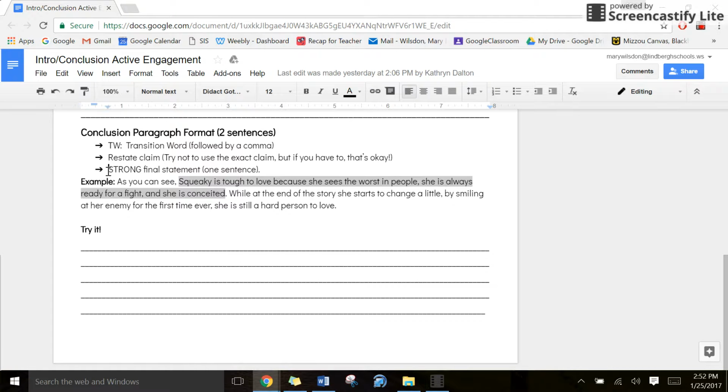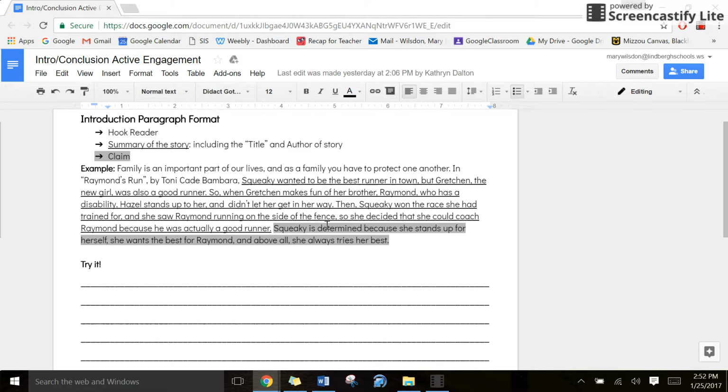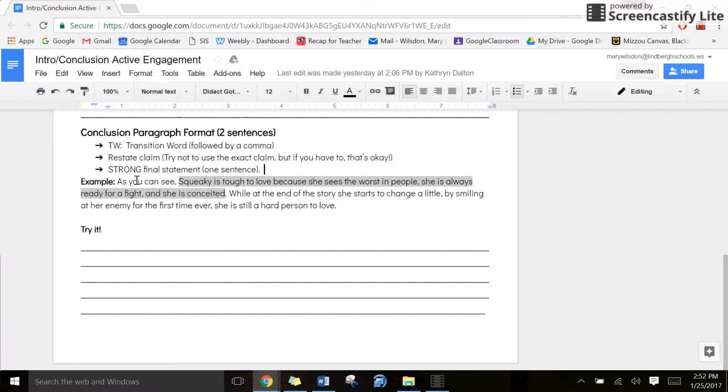And then you need a strong final statement that is one sentence. With the strong final statement, I like it if you tie it back into your hook. So if you talk about family is an important part of our lives, and as a family, we have to protect one another, your conclusion should tie into this idea. However, the conclusion I have is not from the same paper as above. This is the one that Yuko actually used in her story.